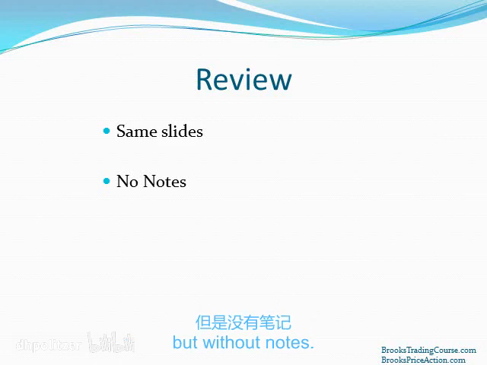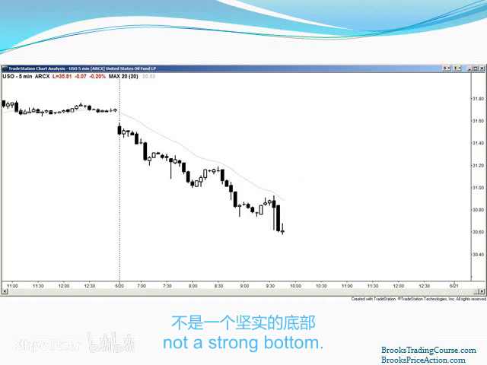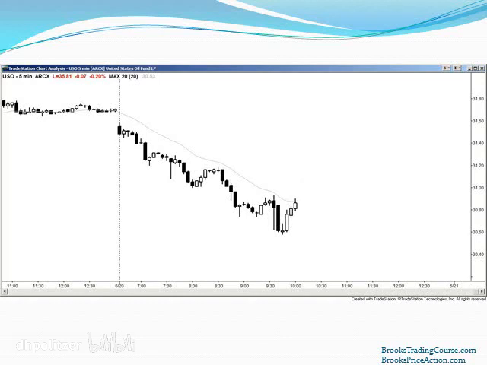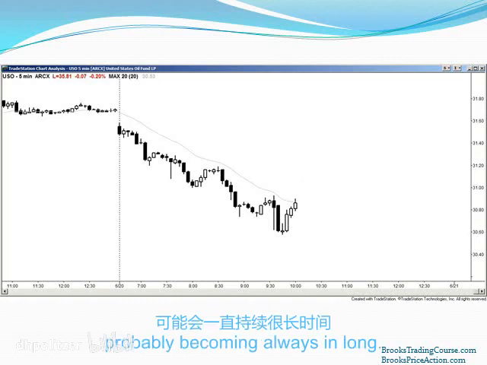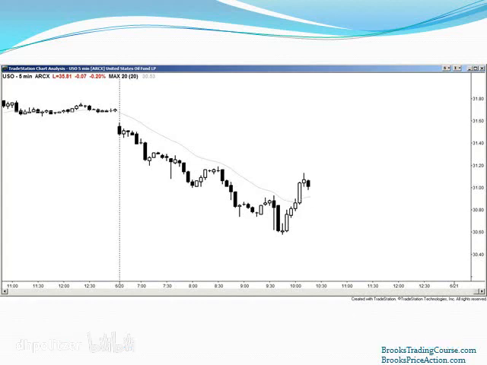Here's the same series of slides but without notes. Obvious bear channel, lots of selling pressure, not a strong bottom. However, we may be transitioning into a trading range because we're getting rallies. We're stair-stepping down, so we might get up to the moving average. Good for the bulls. Market's probably becoming always in long. Clearly always long. Follow through, definitely always in long.